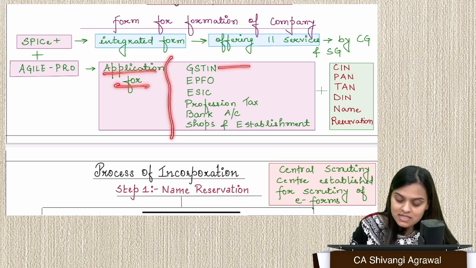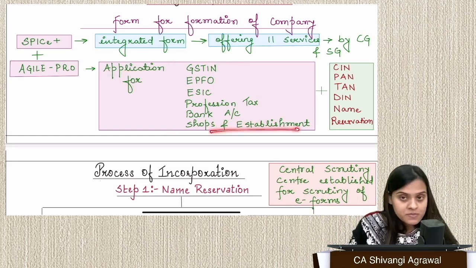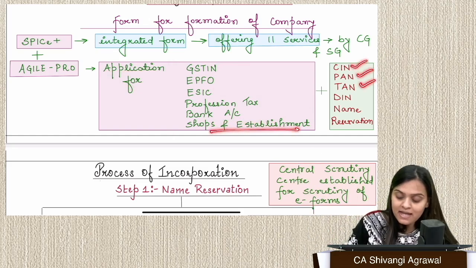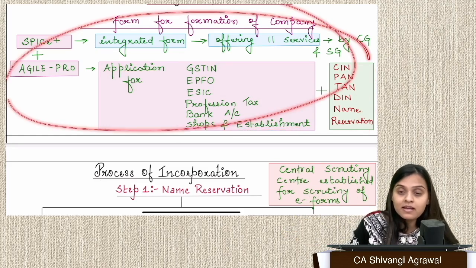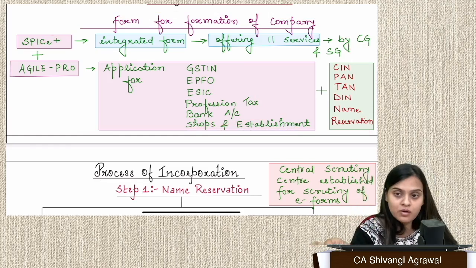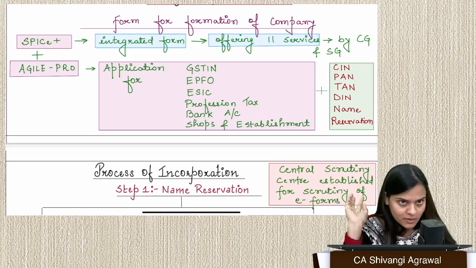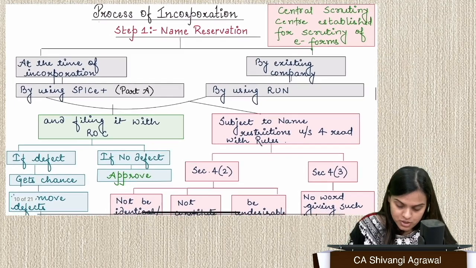So it makes an application for these many. You can get GSTIN, you can get EPFO number, ESIC, profession tax, bank account. They redirect you to the bank account, whichever bank you select. Shops and establishment, you get CIN, PAN, TAN, DIN, and the name reservation is also done. So it collectively offers 11 services in just one single form. So it is a commendable form that has been introduced by the government, right? So this is the form that we actually use for incorporation purpose.